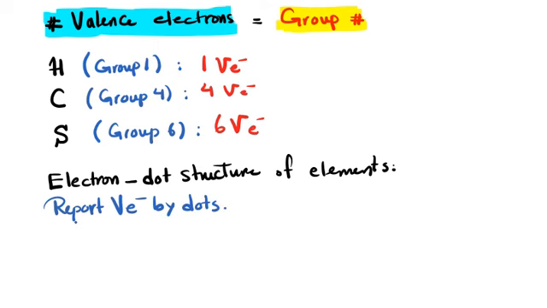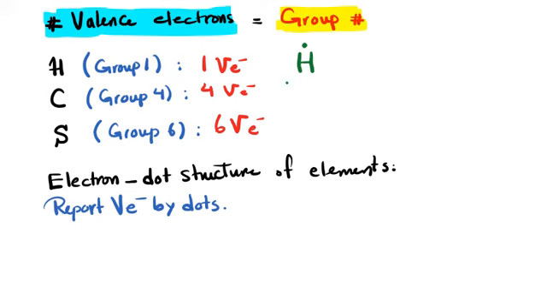Please look here. When we say hydrogen, it has one valence electron. So I'm going to write hydrogen, and I need to report this valence electron by one dot. As you see here, I drew the chemical symbol of hydrogen and added one dot. It means we have one valence electron for this element.